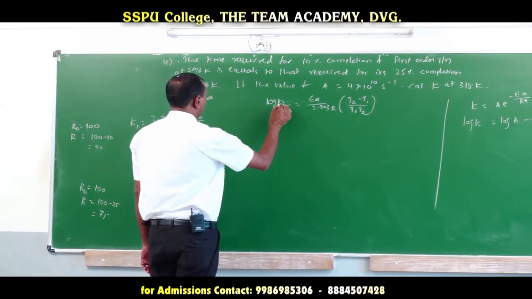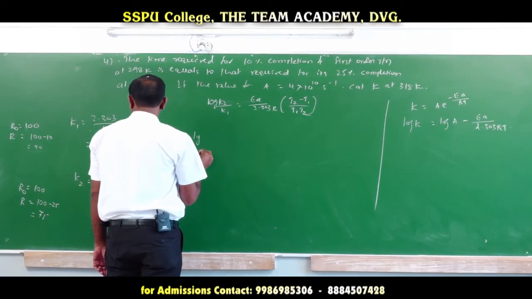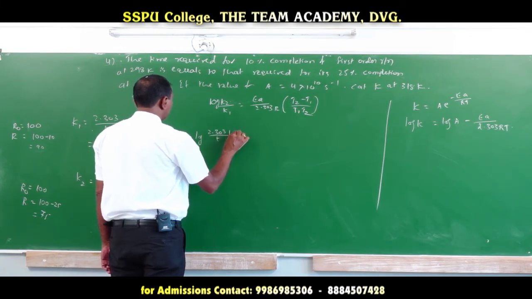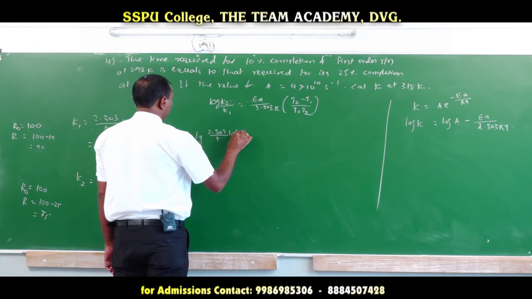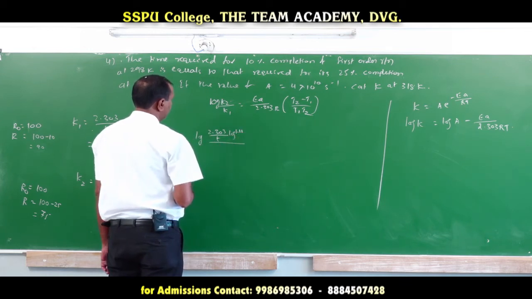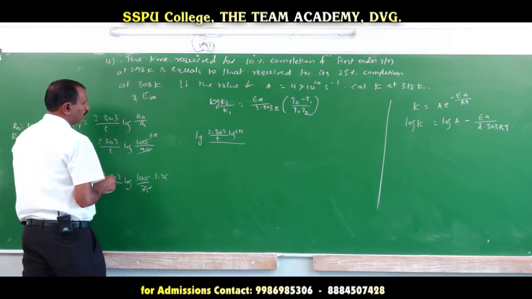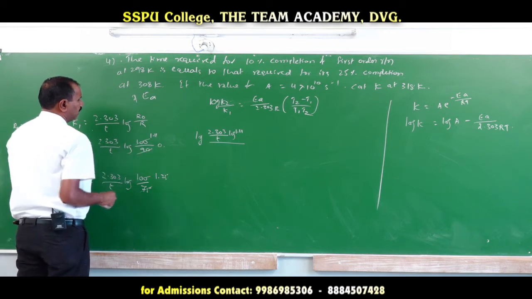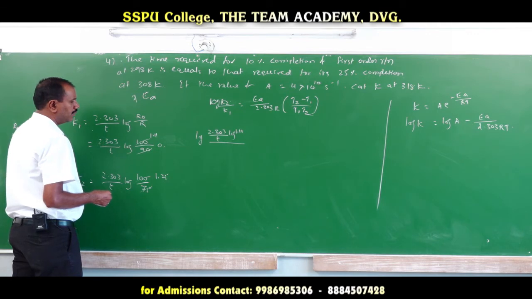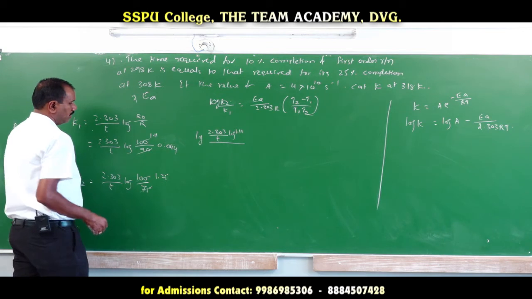So log of K2 value is 2.303 by T into log of 1.11 divided by R. Here we will calculate the logs. How to see the log for this? Characteristic 0, 11 under 1. 11 under 1 is nothing but nearly 0.044.